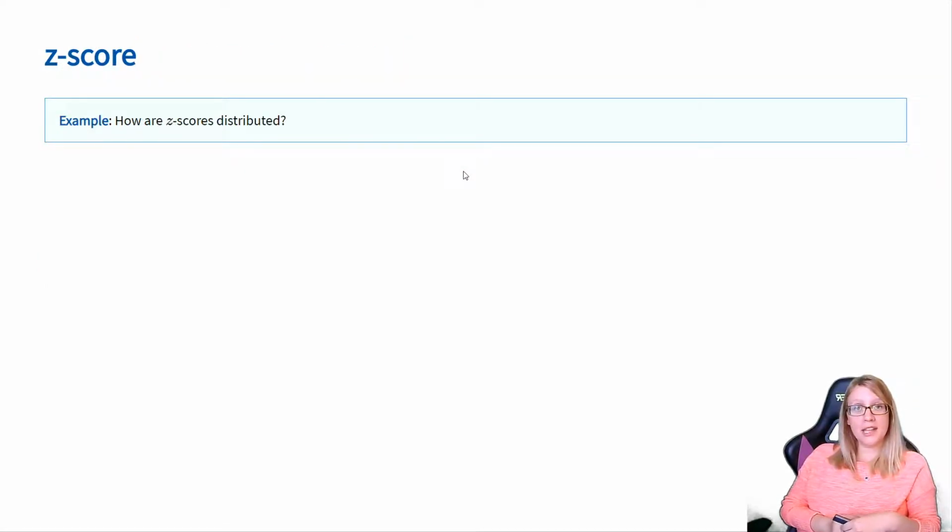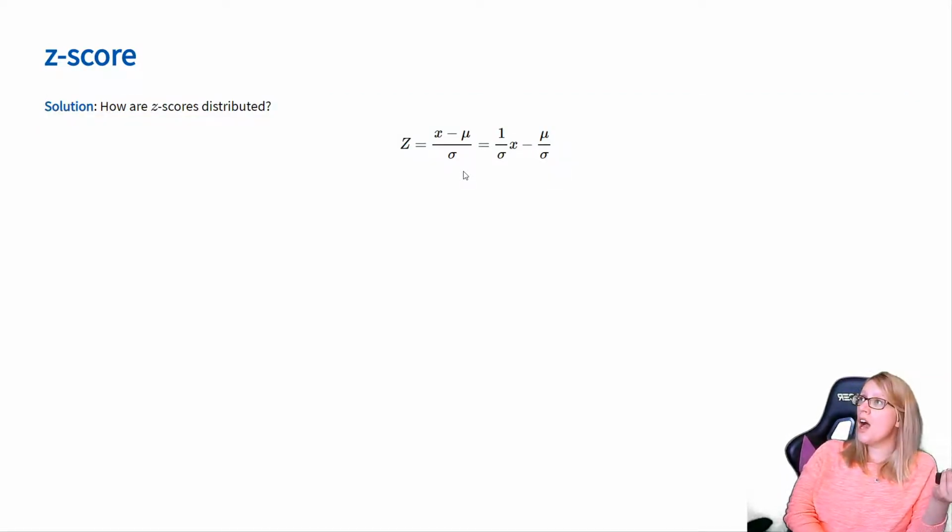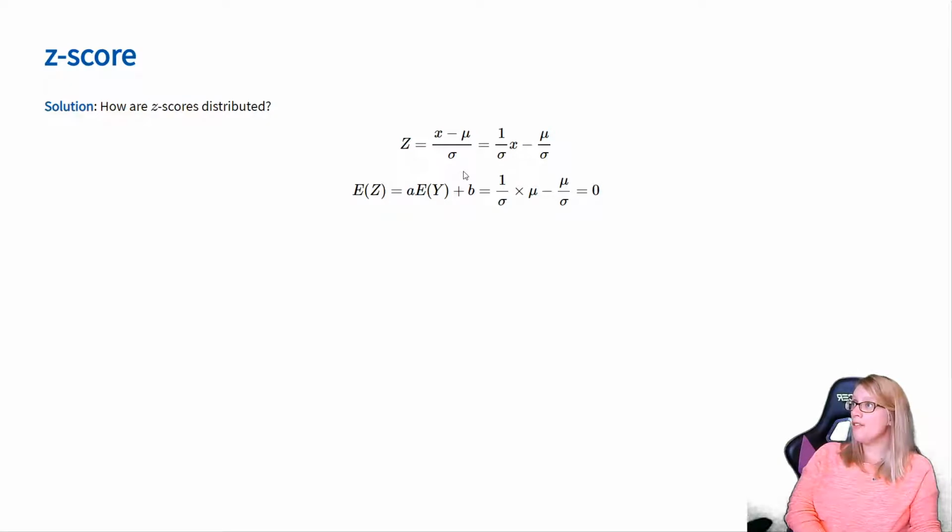So let's use that to figure out how z-scores themselves are distributed. So z-scores, we can think of an observed value, say x minus mu over sigma. We can write that as really a linear transformation. So this z-score calculation is the same as taking 1 over the standard deviation times an observed value minus mu over sigma. Find the expected value of this.